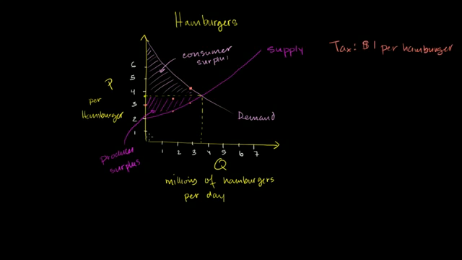So one way to think about it is, the supply curve from the consumer's point of view is going to be shifted $1 more than the supply curve from the producer's point of view. So it's going to be shifted up $1. It's going to look something like that. Where at every point, because this is a fixed dollar, it's not a percentage, this distance right over here is going to be $1.